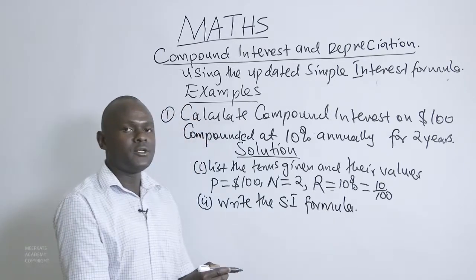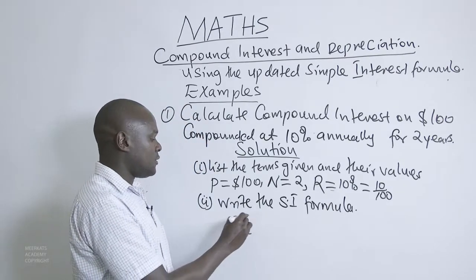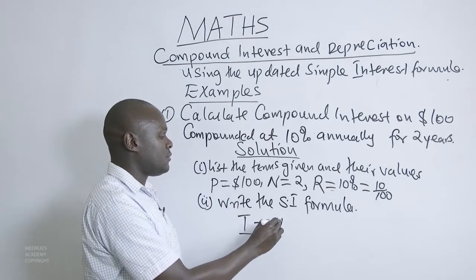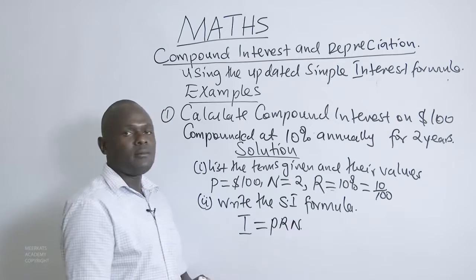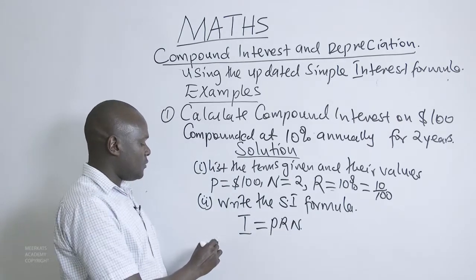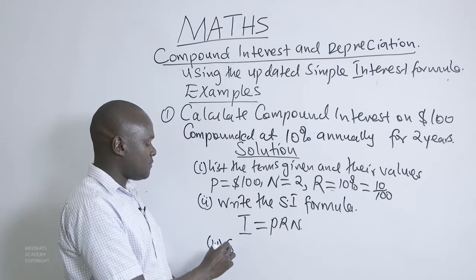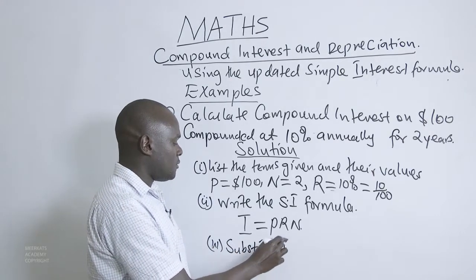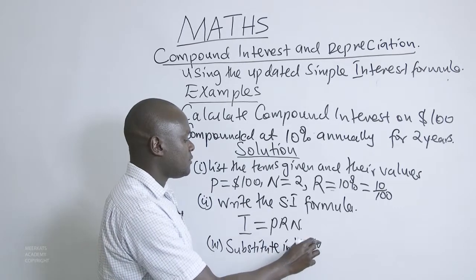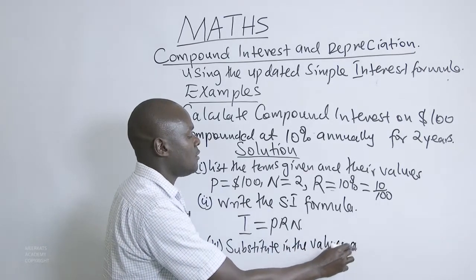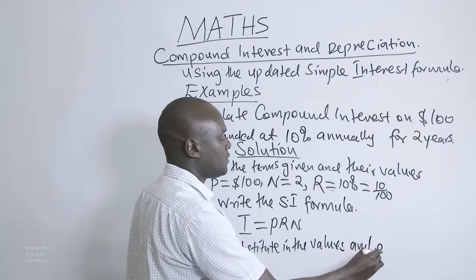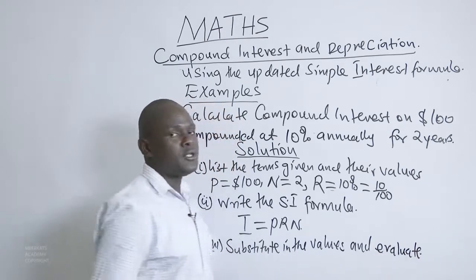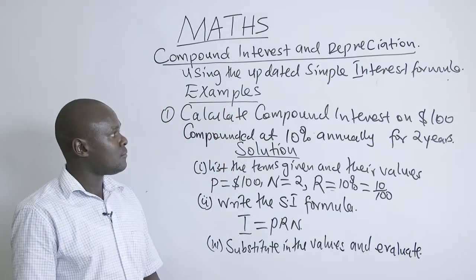We write down the simple interest formula, which was I, the interest, is equal to the product of the principal, the rate, and the number of periods. And lastly, we learned that we substitute in the values and evaluate.